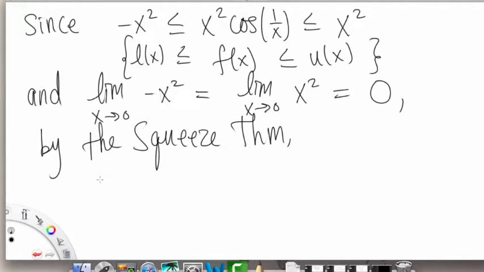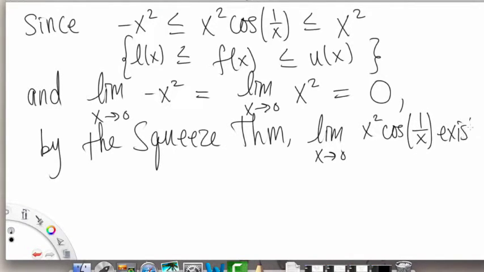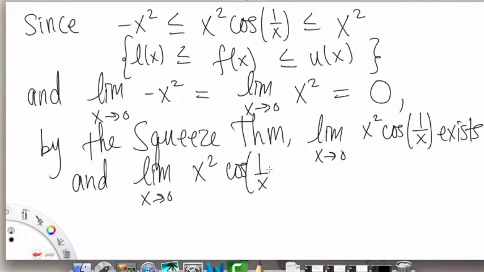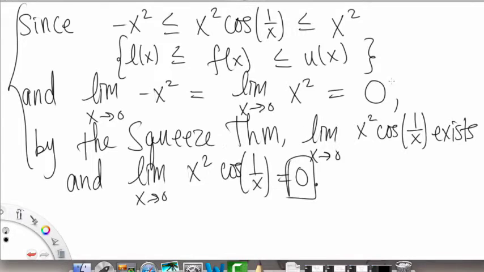that means the limit as x goes to 0 of our f of x, our x squared cosine 1 over x, exists. First of all, it exists, and this limit, the same one, x squared cosine 1 over x, must also equal 0. So this is our conclusion. All of this is valid here as an answer. This whole thing is an explanation of using the squeeze theorem.